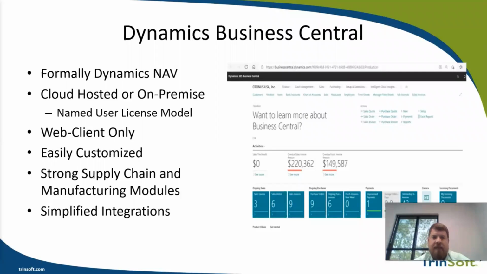One difference is they are named user license model, and it's a monthly license model. So you're going to pay either $70 or $100 per month, depending on what you need. And it is named user. Whereas GP is more of a concurrent user base, where let's say I have 20 users, as long as only 20 people are logged in at one time, I could have 50 people signed up for GP. Business Central is not that way. It is named user only. So everybody needs a license.